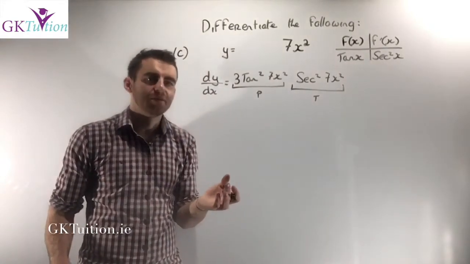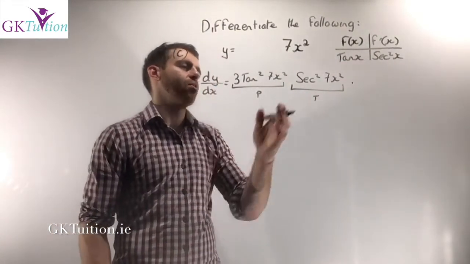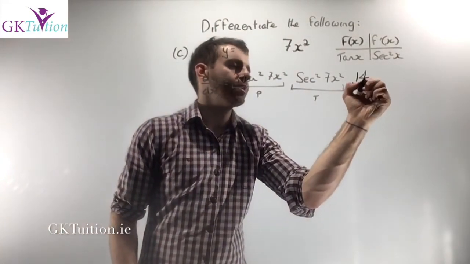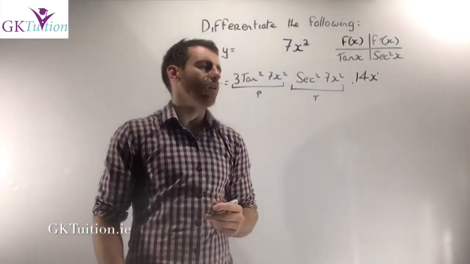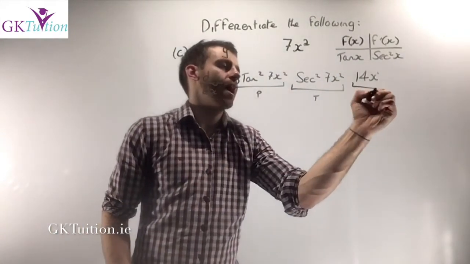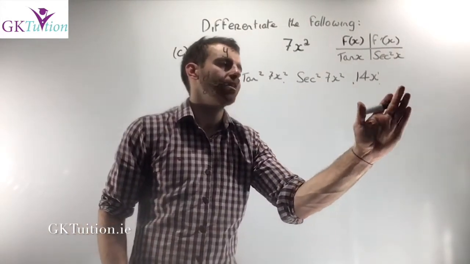The last thing I need to do now is just differentiate the algebra. The derivative of 7x squared, well, the 2, I just get 2 multiplied by 7 would be 14, and the power of x decreases by 1, so it just becomes x to the power of 1. And that's my third step, that's the algebra. So that's my 3 steps, power, trig, and algebra dealt with.